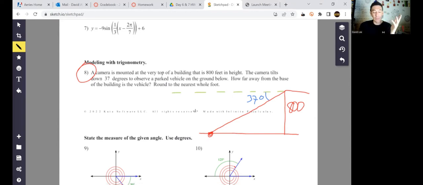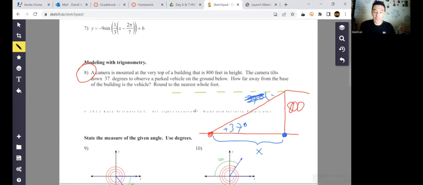Back in geometry, we had this idea of alternate interior angles. The shortcut was that your angle of depression and your angle of elevation are congruent, because the assumption is that you have parallel lines. So this is 37 degrees down. Let me get rid of that. That's 37 degrees. And what's the goal? How far away from the base of the building is the vehicle? Basically, we want to solve for x.